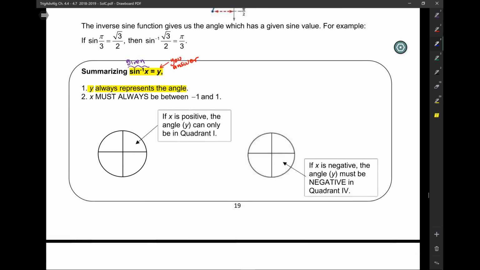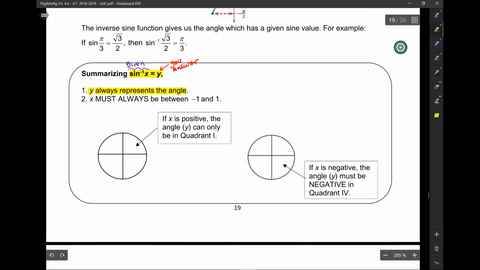Okay? Now, in order for all this to work, x, you see x? x must always be between -1 and 1. So for example, inverse sine of 2, that's no solution, doesn't work, because this must always be between -1 and 1. So you might give us one of those questions, and then you'll just say no solution.